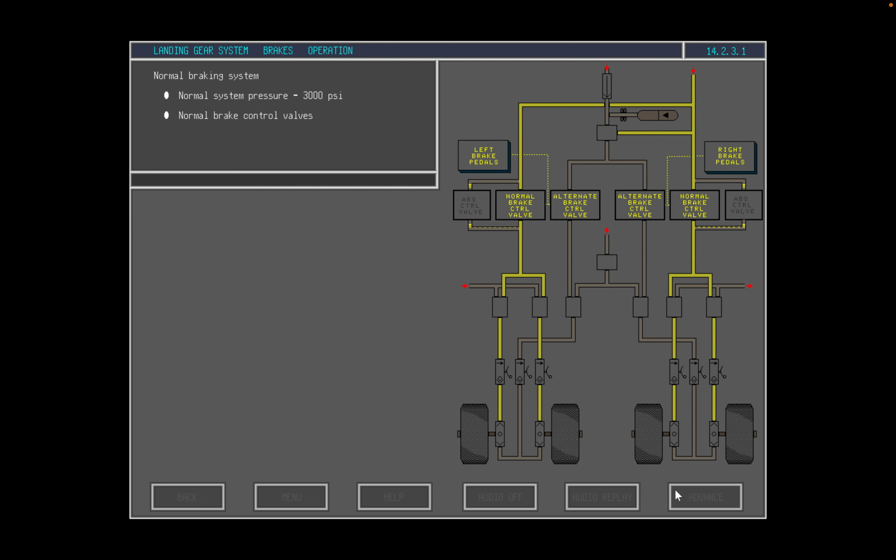The further the brake pedals are depressed, the greater the braking pressure. When the brake pedals are released, pressure within the brakes is also released and fluid is pushed to the number 2 system return lines.